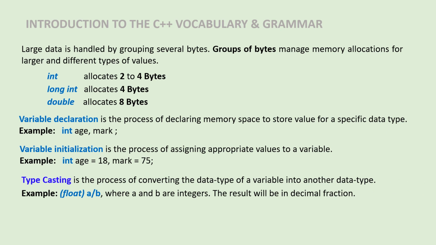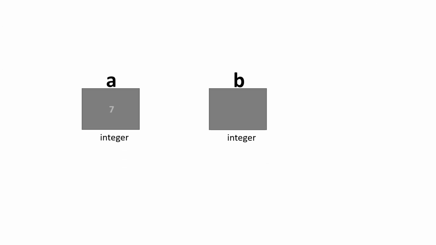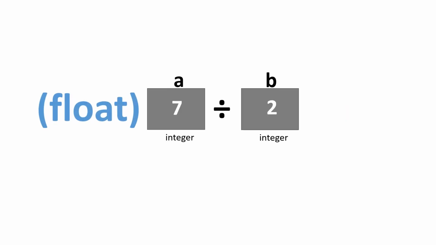Typecasting is the process of converting the data type of a variable into another data type. For example, float of a divided by b, where a and b are integers. The result will be in decimal fraction. I will make it clear. Usually, if a equals 7 and b equals 2, then a divided by b will give 3.5. However, in computer parlance, since a and b are integers, the result will be an integer. So, the result will not be 3.5, but 3. However, if a divided by b is prefixed with the keyword float within brackets, the result of a divided by b will be converted to its decimal fraction. In this case, 3.5. This is typecasting.